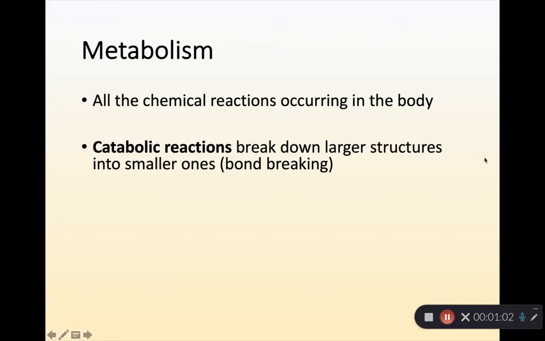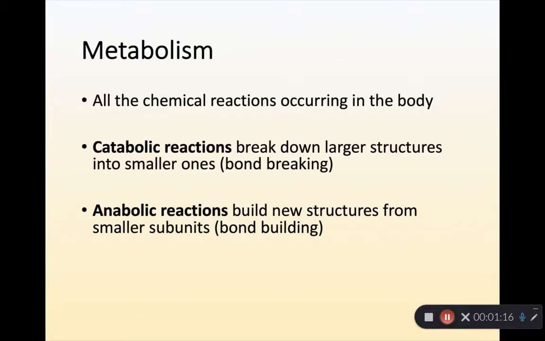And there are two broad spectrums of chemical reactions. The first one being catabolic reactions. So these are things that are breaking down larger structures into smaller ones, so breaking those chemical bonds. And secondly, anabolic reactions. And these are reactions where we're creating new structures and bond building. So we're going from smaller units to larger units by creating chemical bonds.